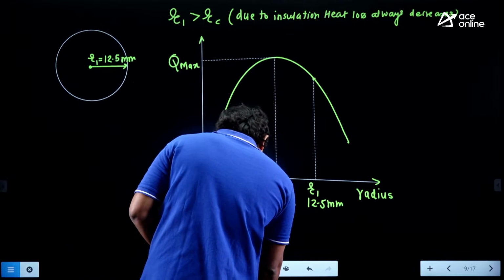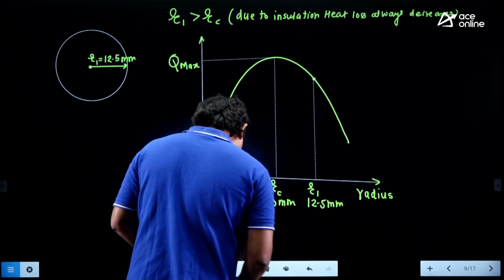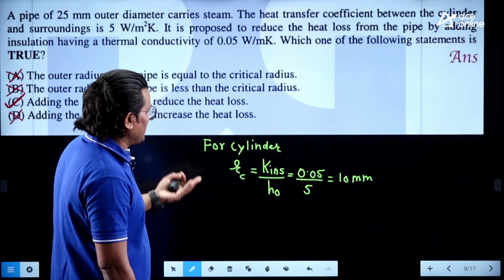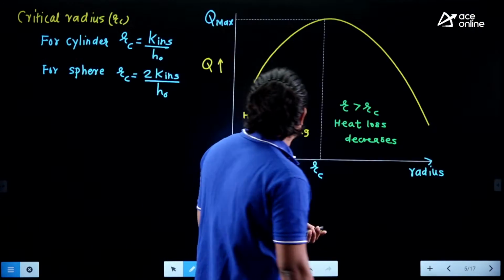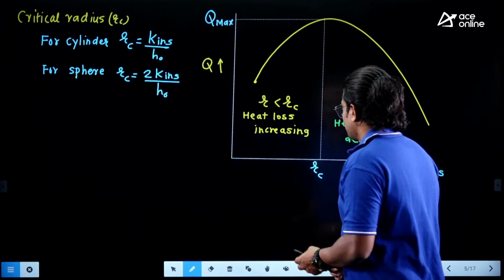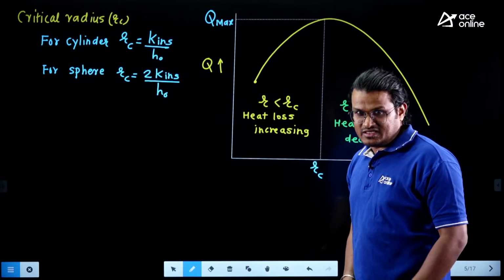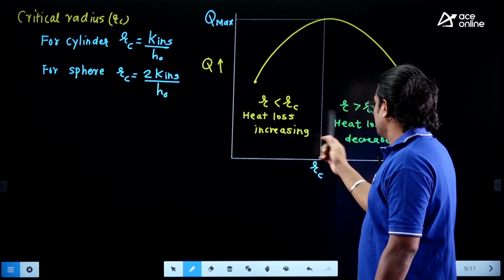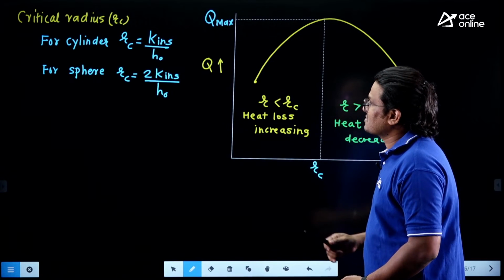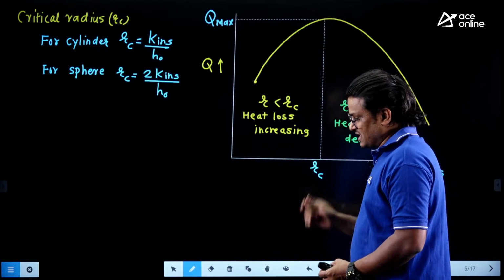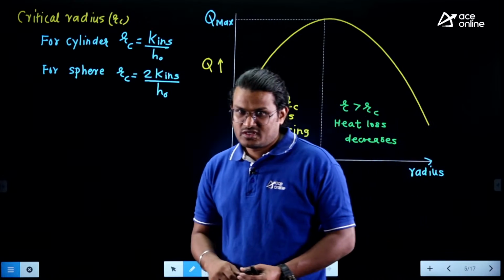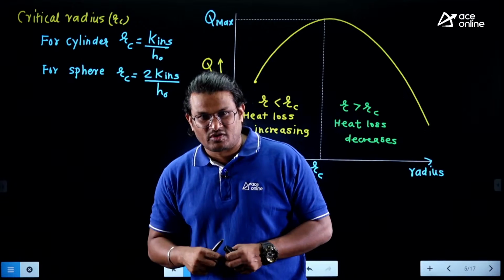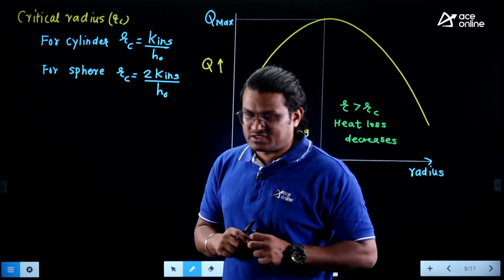So, listen now. What I am trying to say is, you have to check clearly whether R1 is less than RC or R1 is greater than RC, and accordingly you need to respond. This critical radius topic, take it as very important, because it doesn't require calculators and all that. This topic is clearly fit for the GENCO exam.